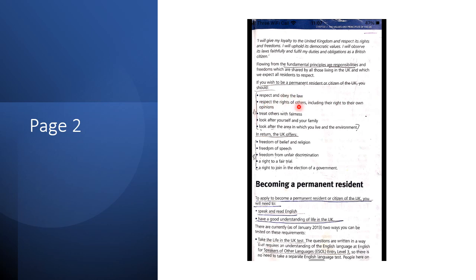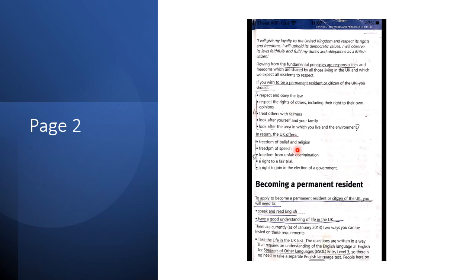So see, if you look at this one, respect the rights of others, including their right to their own opinion, and freedom of speech, they go side by side. Okay, so they are not contradictory. It means that you cannot say things which can hurt other people, their religion, or their religious personalities. Okay, why? Because they have their right. Everybody has a responsibility to respect other people's.